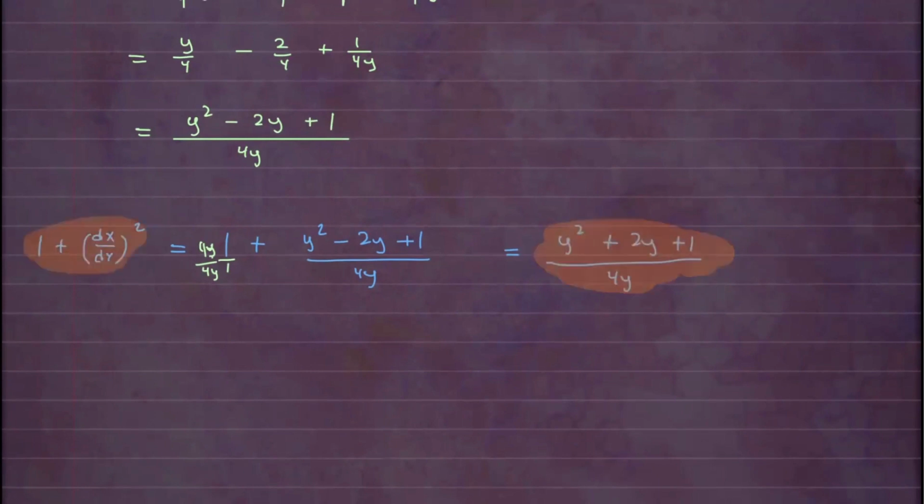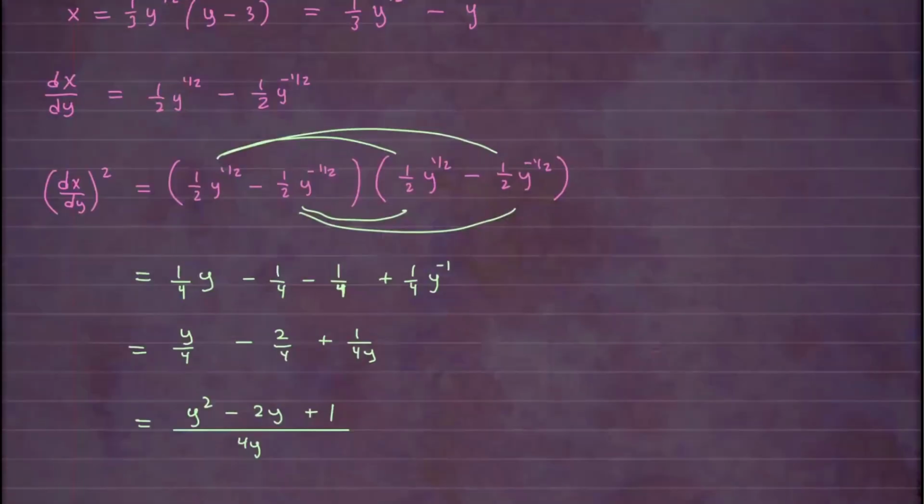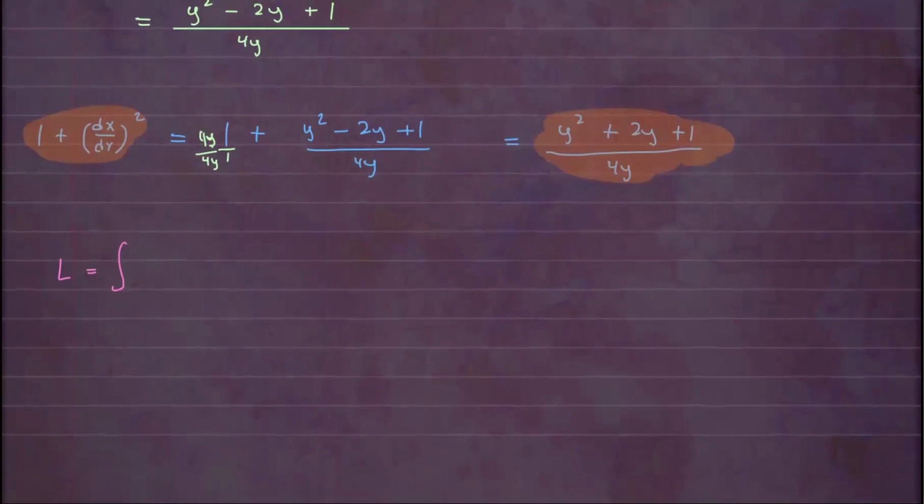So that's what I'm going to substitute under the square root in the integration. Okay, so our length is going to be the integral, and our bounds on y are from 1 to 9. So we will set it up from 1 to 9 of the square root of that expression. So we have the square root of (y² plus 2y plus 1)/4y dy.